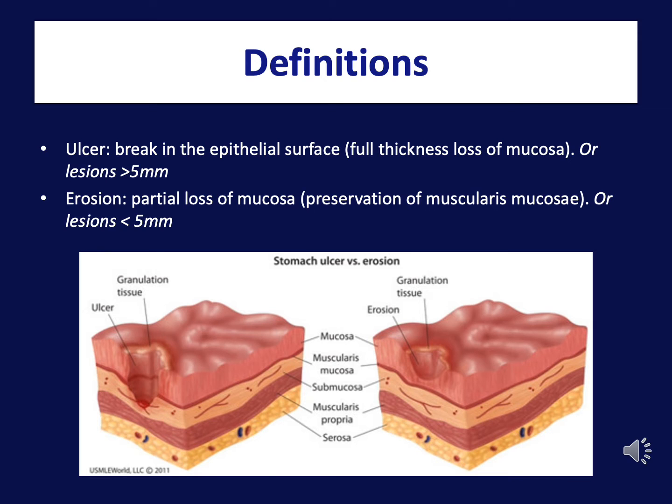In terms of histology, if there's a full thickness loss of mucosa, that's an ulcer. If there's preservation of the muscularis mucosae, then that is an erosion. This can be seen on the chart on the pictures here.